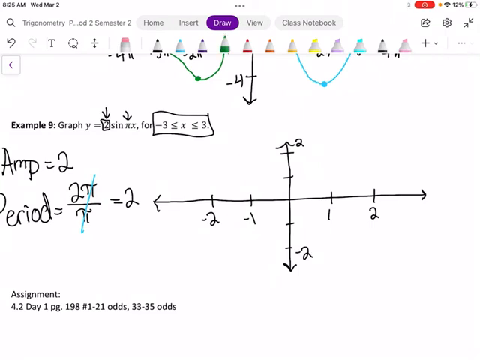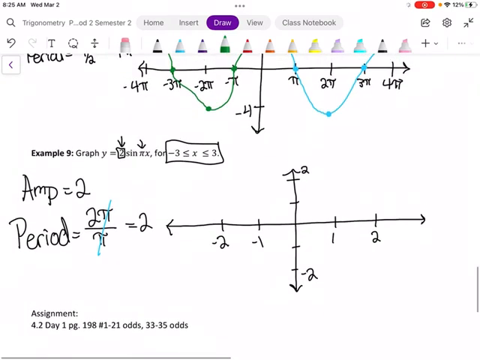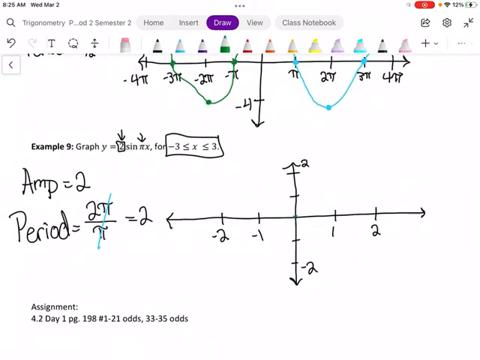So let's go ahead and start. We know sine starts at 0, so that's where it's going to start here. And then from there, we go up to our maximum, and then back down to 0, down to our minimum, and back up to 0. So this would be one full period of our graph.